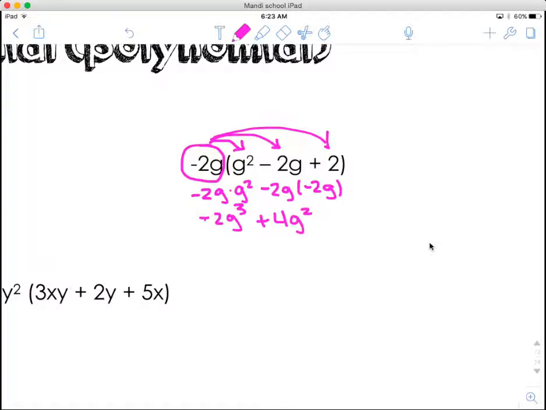Notice the sign that you get depends on what happens when you multiply. It does not matter what the sign is on the original problem. And then you have negative 2g times 2, or negative 4g.